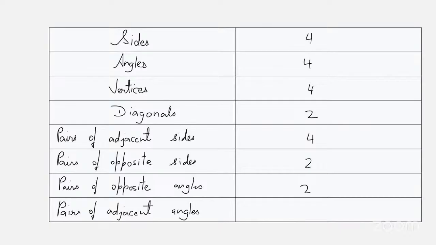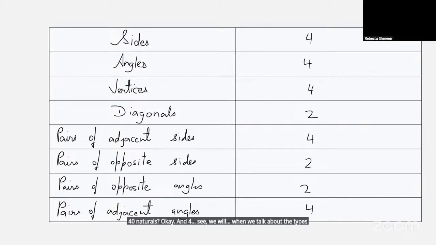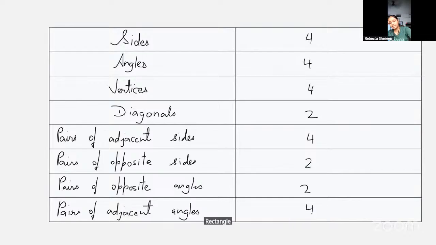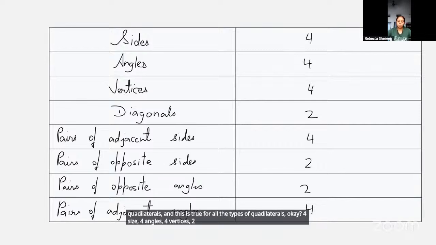These are all the properties of quadrilaterals. When we talk about the types of quadrilaterals, we'll talk about the square, the kite, the rectangle, and this is true for all the types of quadrilaterals. Four sides, four angles, four vertices, two diagonals, four pairs of adjacent sides, four pairs of adjacent angles, two pairs of opposite sides, and two pairs of opposite angles.